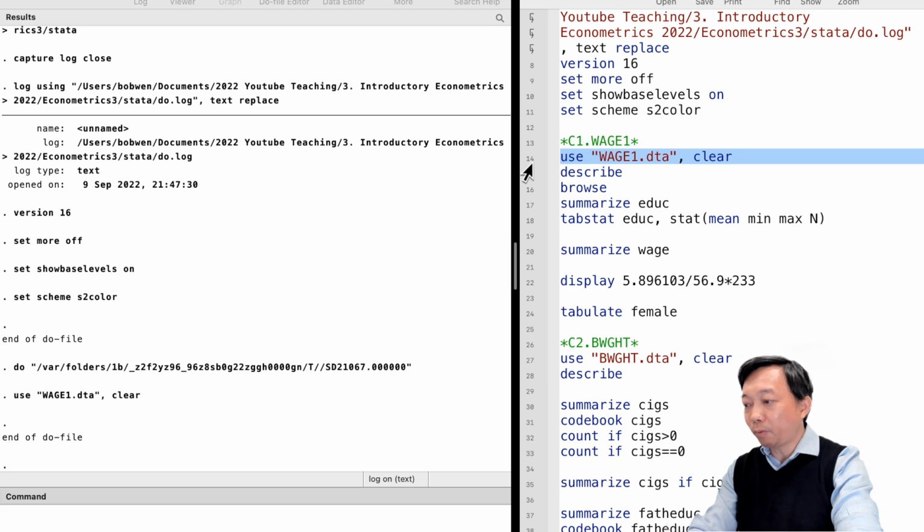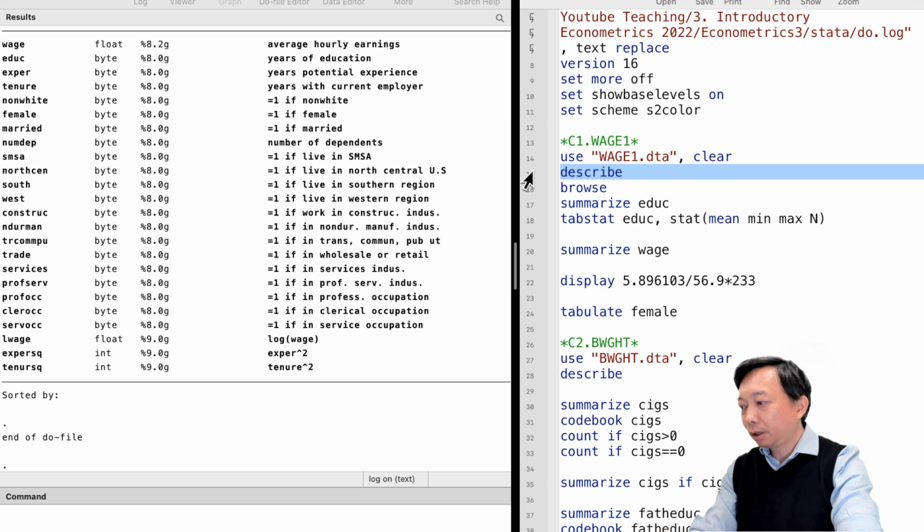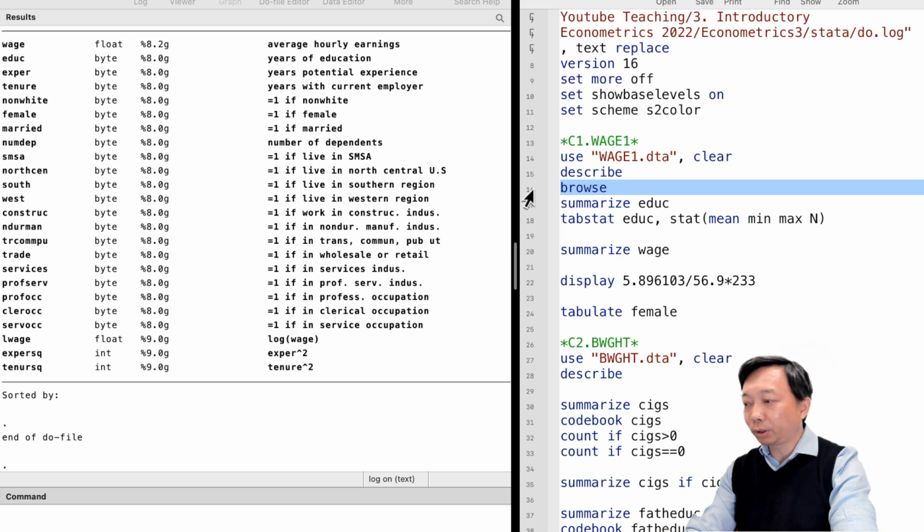Let's look at the variables by typing describe. We can see the variables' names, variable labels, and other information. We find a variable called edu. It is the individual's years of education. If we type browse, we see the observations of all the variables.